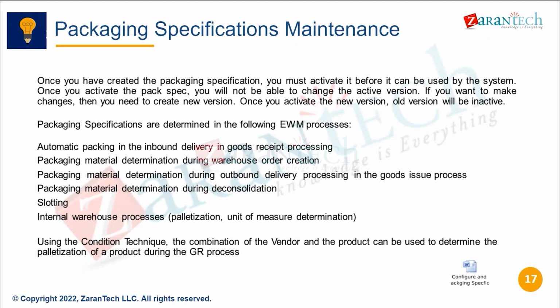And what are the different processes in EWM where your packaging specification will be determined, or where you'll use it? Wherever you need to do packing, repacking or labeling, this is the most important entity, a prerequisite master data, which has to be used in the EWM system to do all that packing and repacking. It will be used in the inbound process, the outbound process, even your internal processes. Everywhere this will be used.